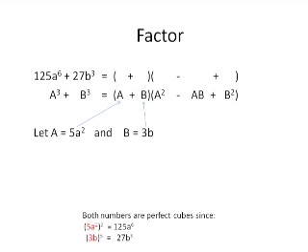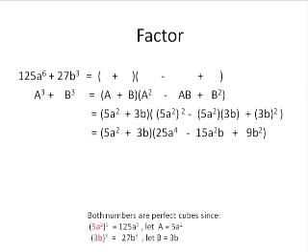Notice the first position of the trinomial is a squared and the last is b squared. In the middle, we place the product of a and b. This completes the factoring of the sum or difference of two perfect cubes, and hopefully it's been helpful.